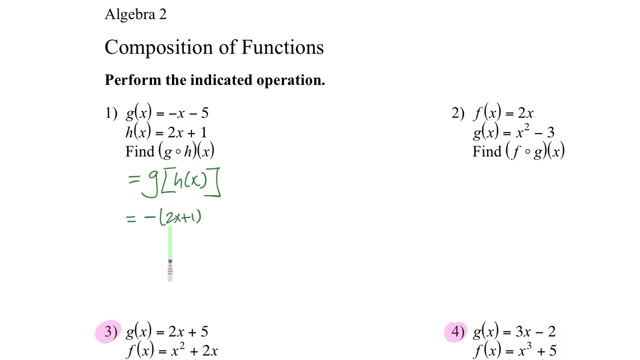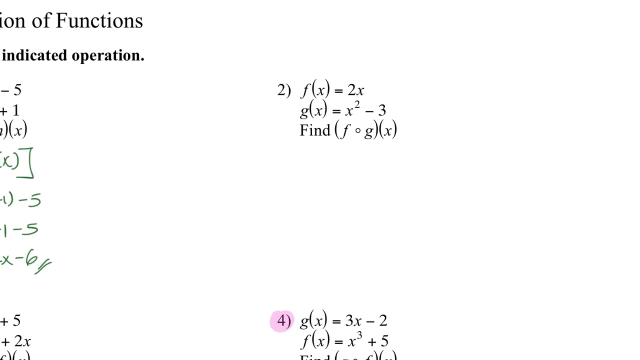And look that I'm putting the parentheses because that negative is going to affect everything inside of there. And then minus 5. So that means that this is negative 2x minus 1 minus 5. So the composition of those two functions is negative 2x minus 6.